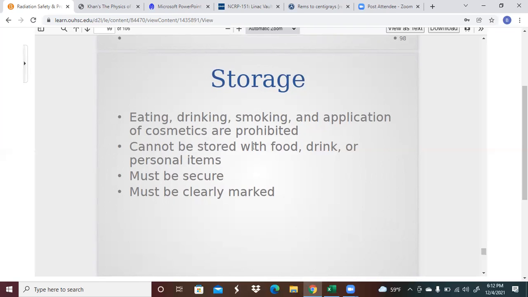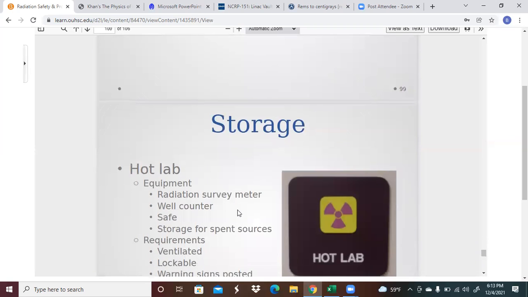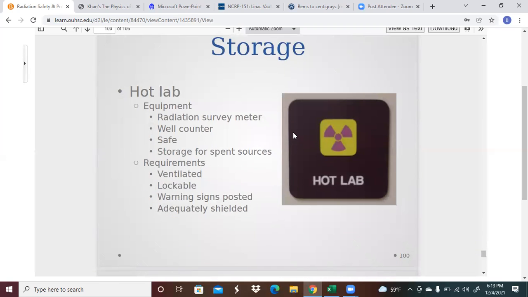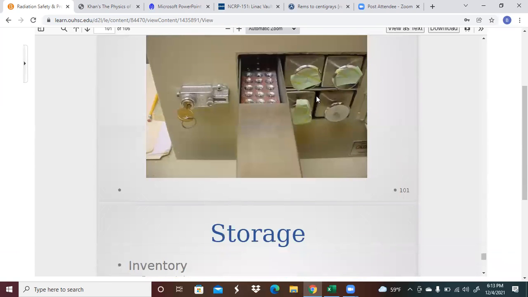For storage, eating, drinking, smoking, and application of cosmetics are considered prohibited around this. Sources cannot be stored with food, drink, or personal items. I don't know why anybody would want to do that, but situations do exist, I suppose. Storage must be secure and clearly marked. Generally for storage, we're looking at a hot lab. The equipment in the hot lab is a radiation survey meter, a well counter, a safe, and a storage for spent sources. It must be ventilated, lockable, have warning signs posted, and be adequately shielded.